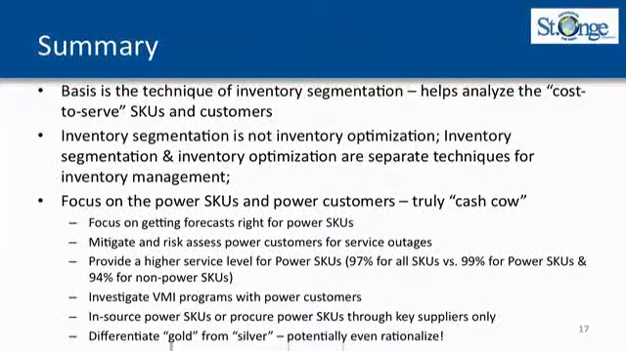You potentially want to insource some of your power SKUs or procure your power SKUs through key suppliers only. You probably don't want to go out to that one supplier that you use once a year to outsource any of your power SKUs. And then you also want to differentiate the gold from the silver. What that basically means is power from non-power. And potentially even make a case for some of the non-power customers to be rationalized. And the way you do that is move them to some of your bigger distributors.